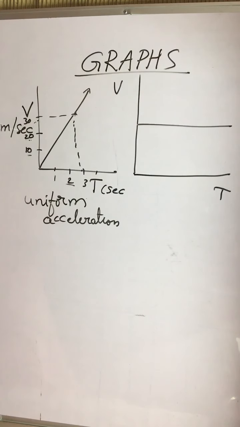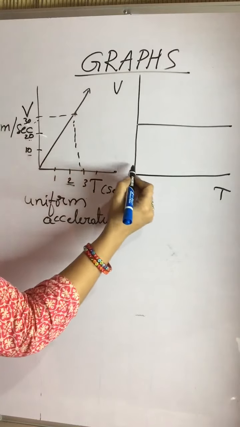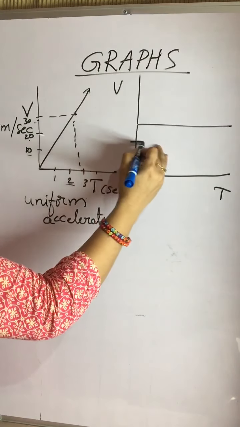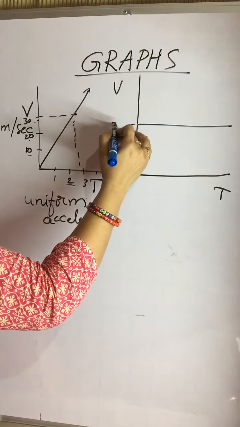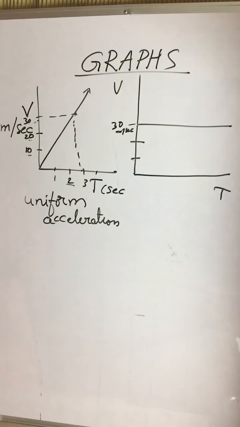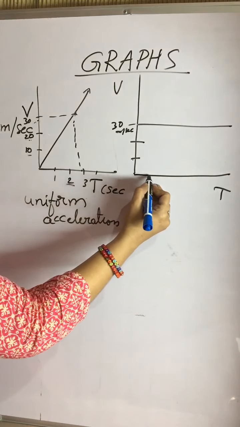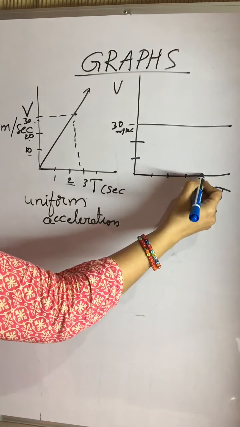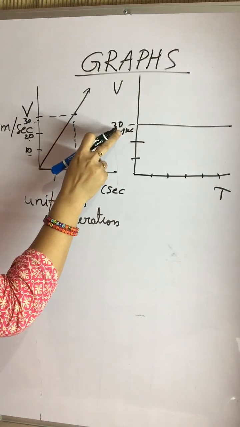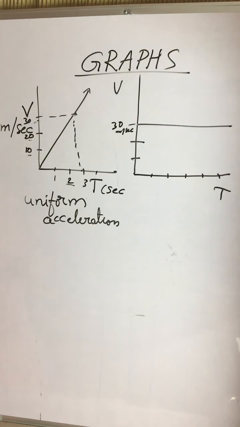I am telling you the answer. Suppose this is velocity, speed 10 meter per second, 20 meter per second. Suppose this is 30 meter per second. Here the time is going on, but the body is changing the position, but with the same speed. It is in moving position only, but it is moving with the same speed.